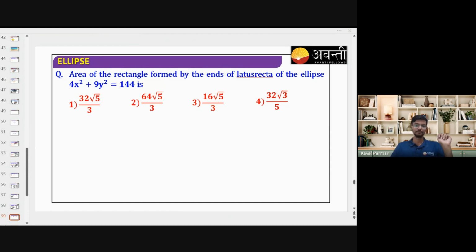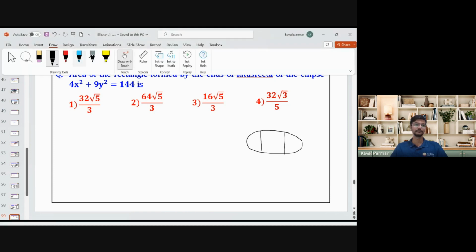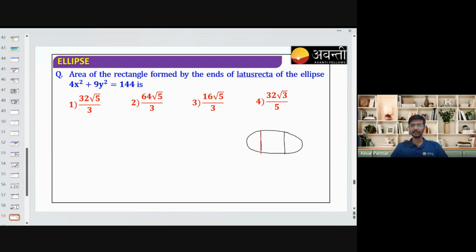The question is very simple. Let me draw the diagram for you. Here is an ellipse. No need to draw the coordinate axis. Here are the two latus recta. So the rectangle formed will be like this. It's looking like a square, but it has to be a rectangle. So area of rectangle is length into breadth. So you have to get these two lengths.